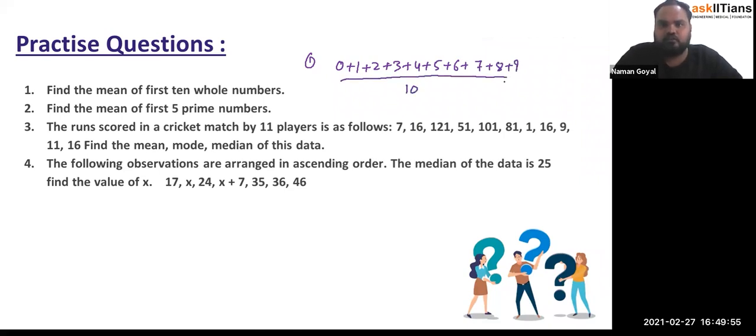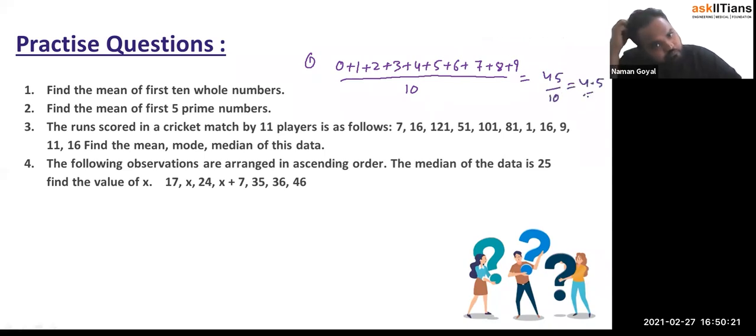Upon 10. So if you add them, so 3 plus 3, 6. 6 plus 4, 10. 10 plus 5, 15. 21, 28. 28 plus 8 is what? 36, right? 36 plus 9 is what? 45 by 10. So the answer for first question is 4.5.